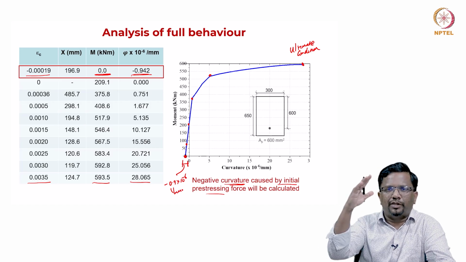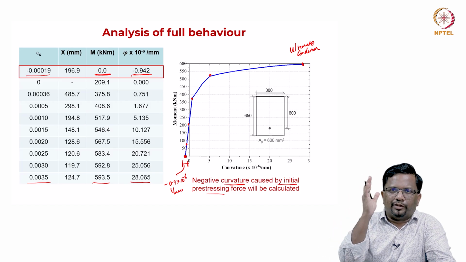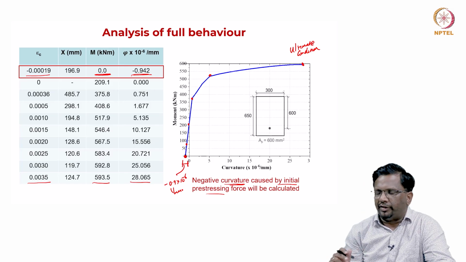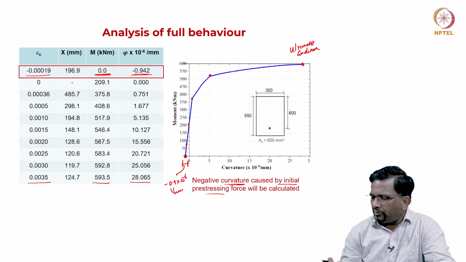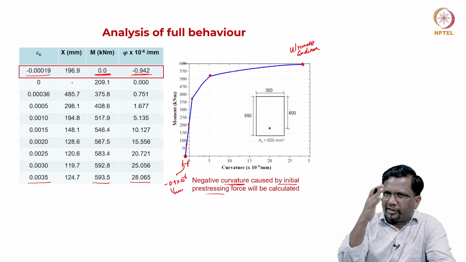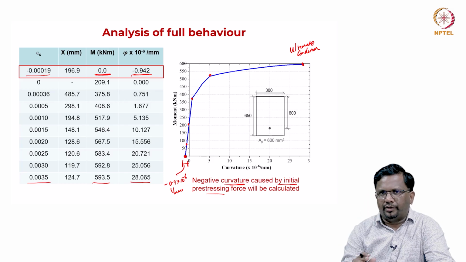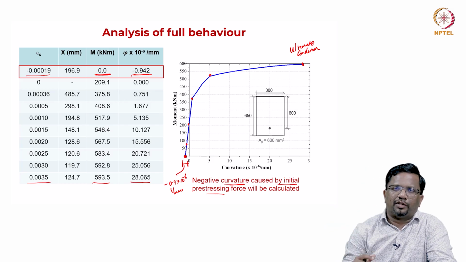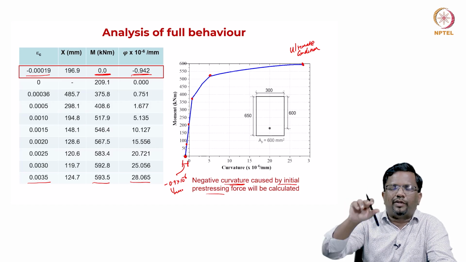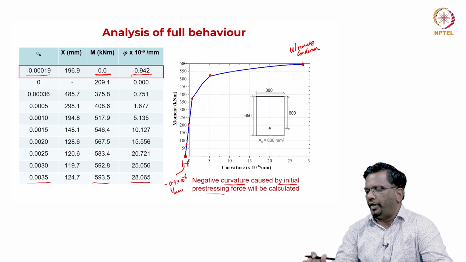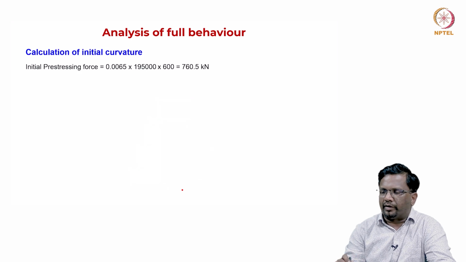Curvature is the rotation per unit length. That is the reason the unit is 1 by millimeter here. It is a very small value, in the order of 10 to the power of minus 6, because we are talking about one section, how much it is rotating. When I measure that and multiply it with the plastic hinge length, that will give me the total rotation of a region. So anyway, let's look at how we calculate it.